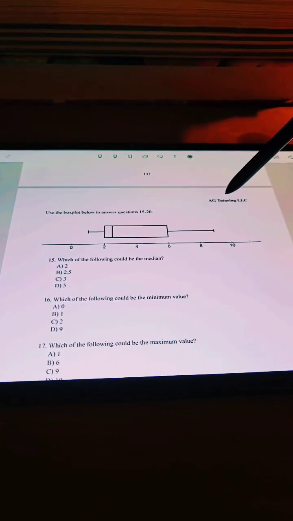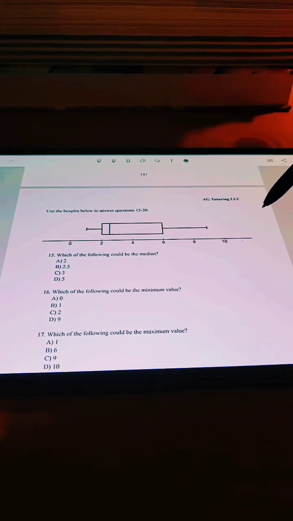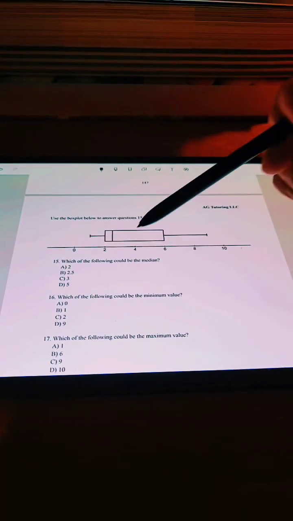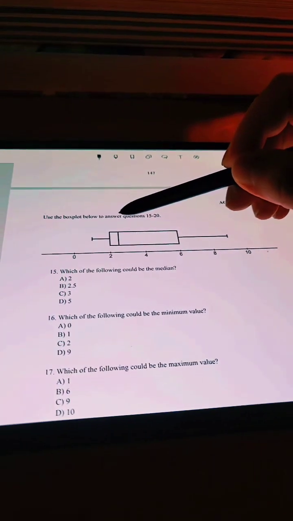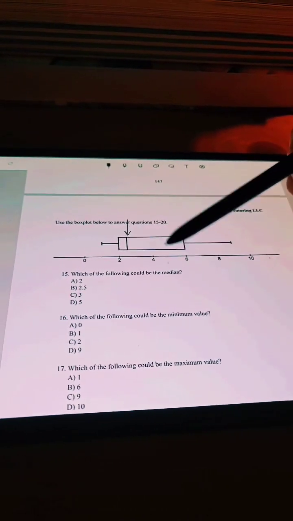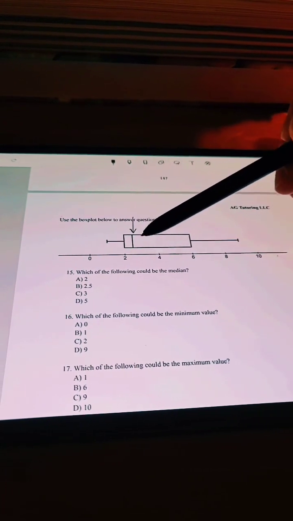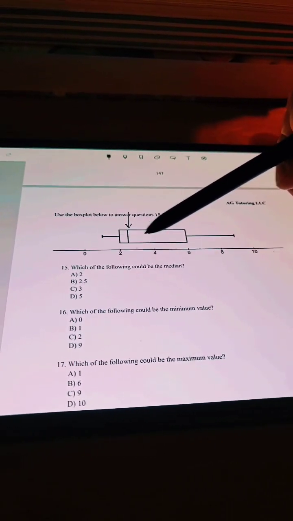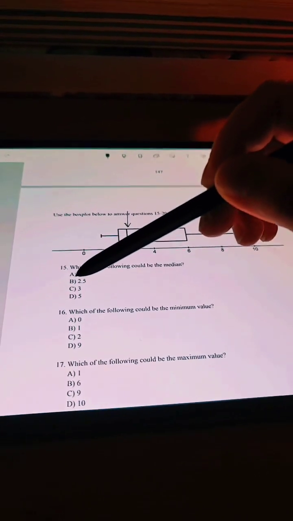Okay, so let's go to, this box plot is going to be for the next couple of problems. So for median, it's going to be the little line again. So we have to figure out where that is on the number line. It's not exactly at 2. It looks like it could be at 2.5. So that would be B.